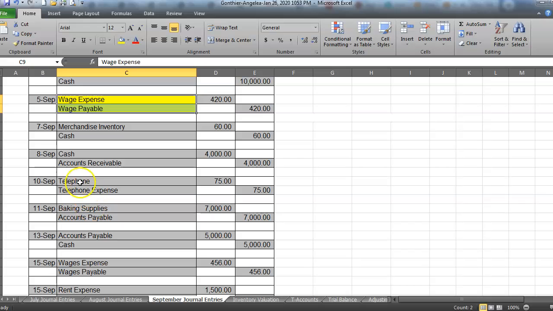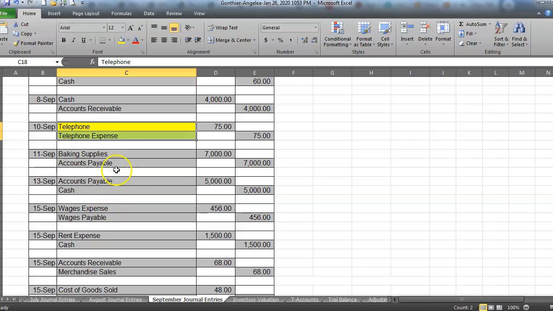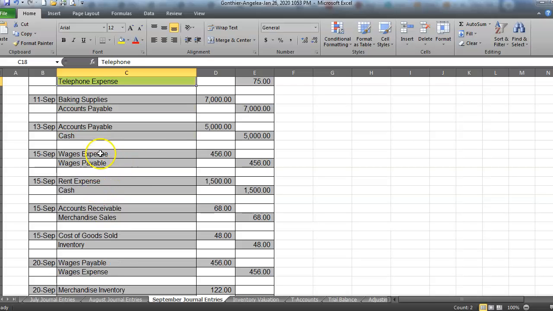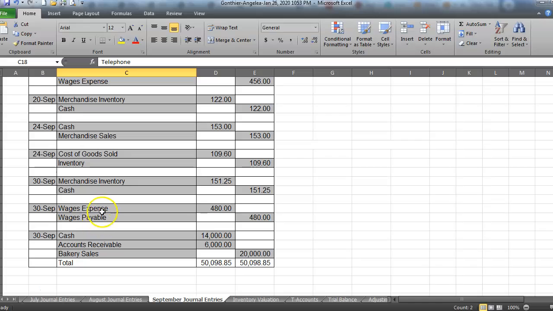I'm going to go down a little further. Same thing here. This is the payment of the telephone expense. So you have to reduce your obligation and reduce your cash. So not too bad, but I just wanted to bring to your attention these little errors that you'll need to fix so that you can proceed with your trial balance.